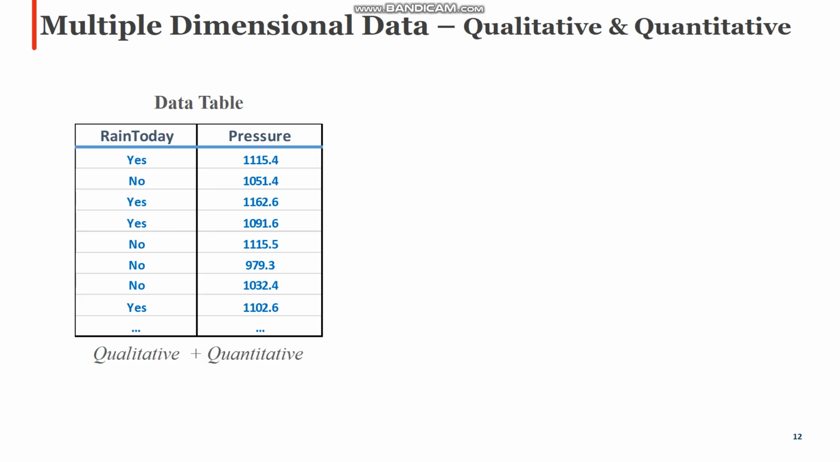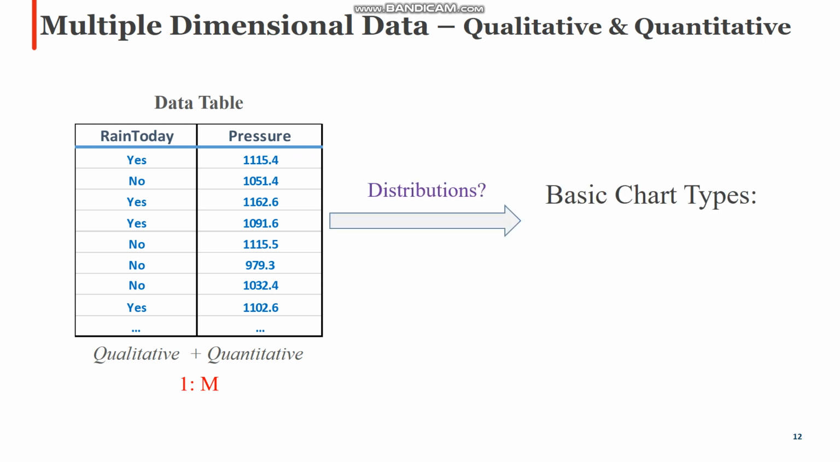What if we have multiple dimensional data? Say you have one column of qualitative data and one column of quantitative data. And for each category value, you may have multiple quantitative data points mapping to that. We see the mapping is 1 to m. So in that sense, each category value have several quantitative data points. So we would like to know its distribution individually. So for data distributions, we may use a variation of the box plot.